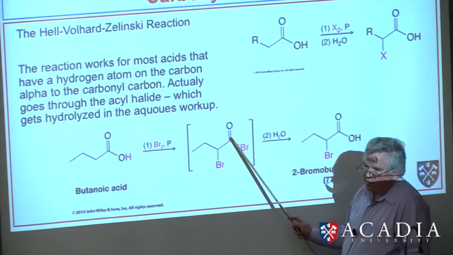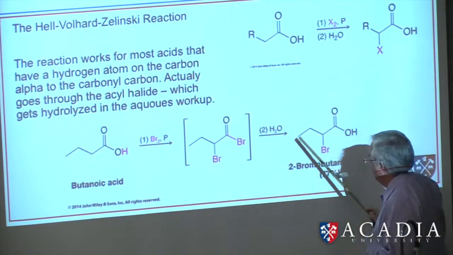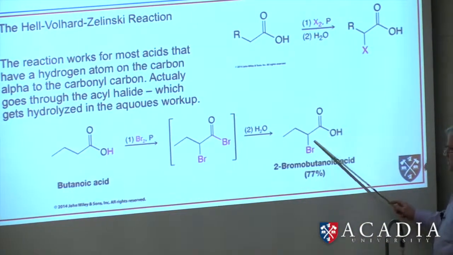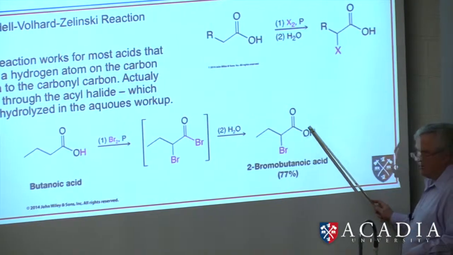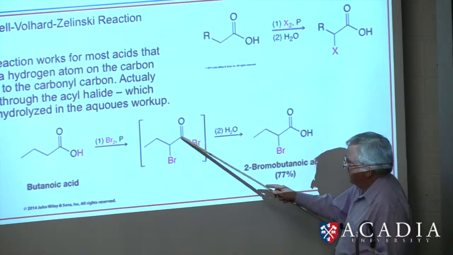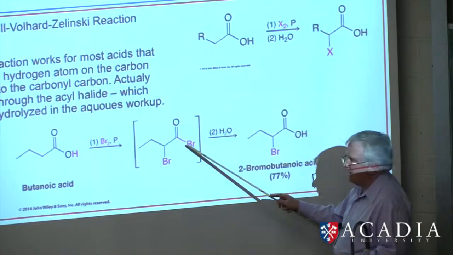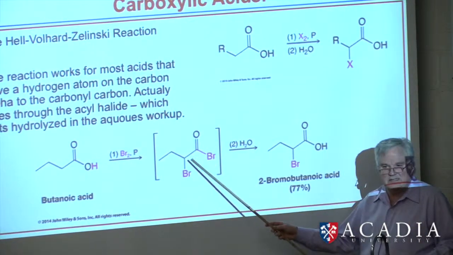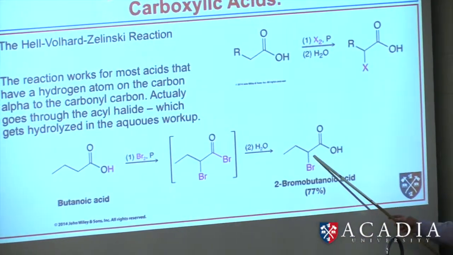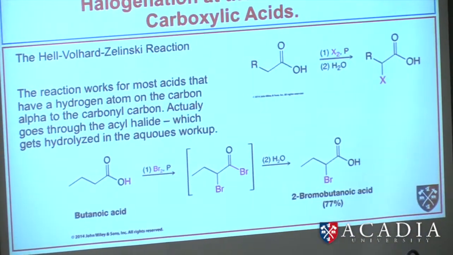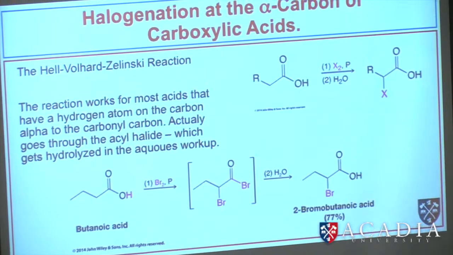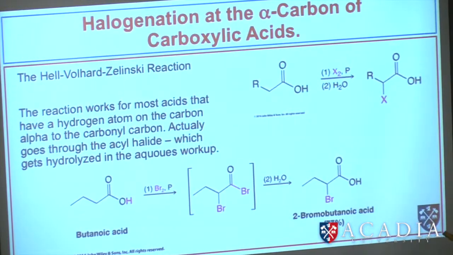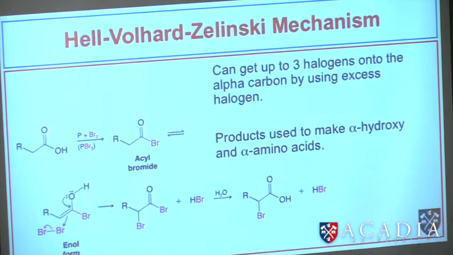This product is very reactive, reacts readily with water to give us the substituted carboxylic acid, because this acyl bromide is very easily quenched with water to form the acid. So even though this is our initial product, it's never isolated. We isolate the alpha bromo carboxylic acid. And the yields are pretty decent, 77% in this case.